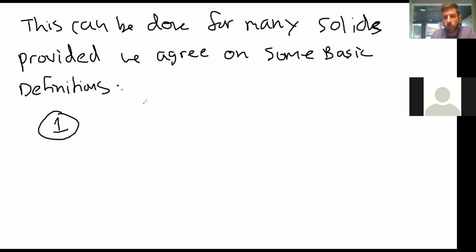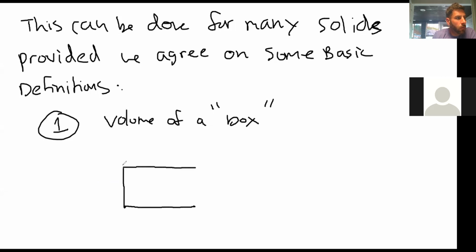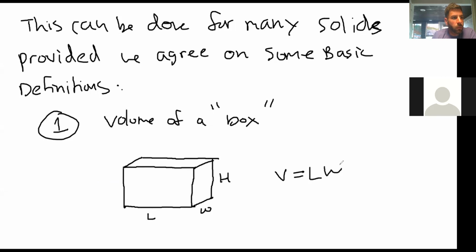The first one is volume of a box. So if I have a box which looks like this, it has a length, it has a width, and it has a height. If we all agree that the volume here is length times width times height, we're good. So if we make this a definition, if we say any object that looks like this, any solid that looks like this has that volume, then we're going to be able to make a more general definition of volume.